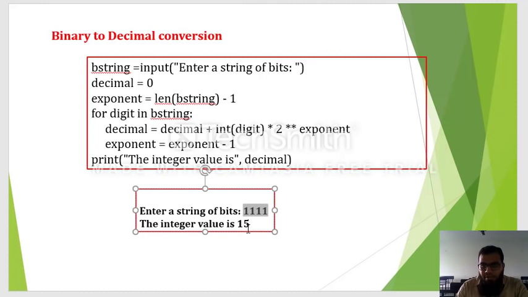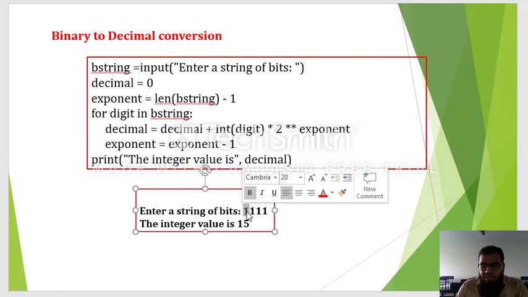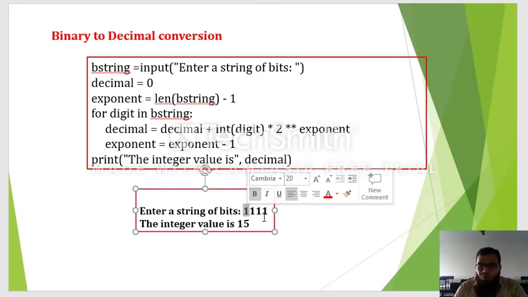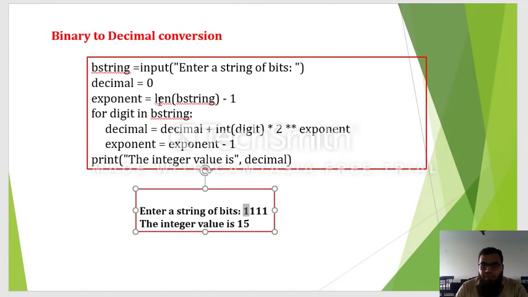3. Okay, so now 2 power 3 is the last index I need to consider, because I always start with 2 power 0, right? So 2 power 0, 2 power 1, 2 power 2, and 2 power 3. So what is the first index? 2 cube is the first index. So first of all, I need to find the length of the string minus 1.